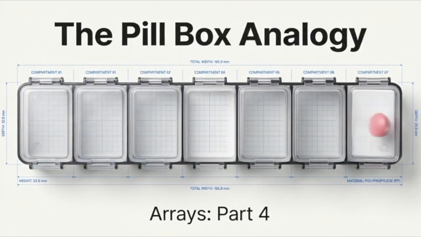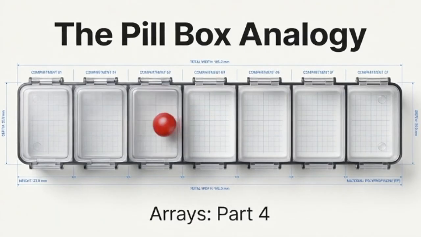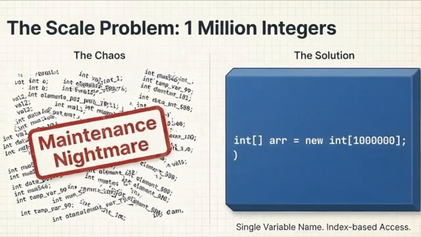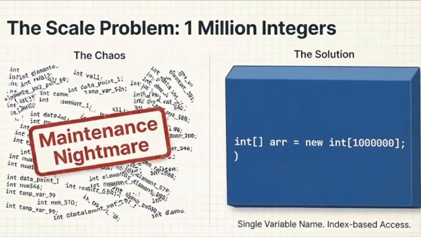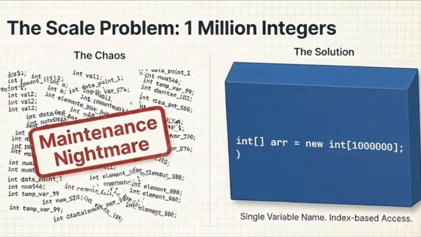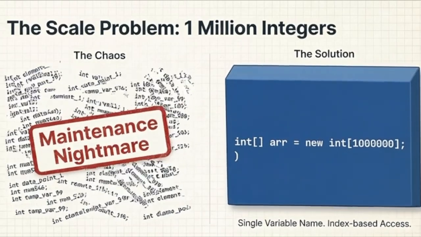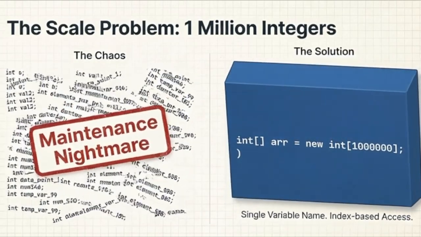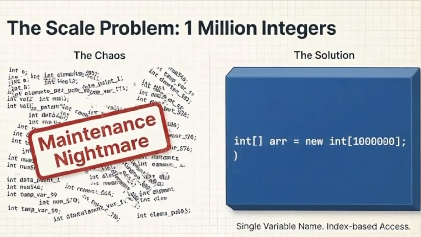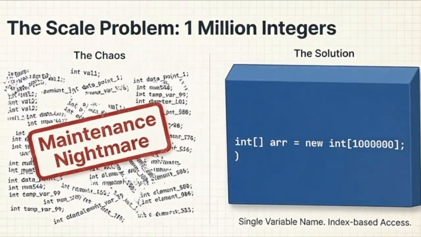That is contiguous memory. Why do we even need arrays? Imagine you have to store 1 million integers. Without an array, you would have to declare variables like int a, int b, int value1, int value2, and likewise. It would be an absolute nightmare. The code becomes unreadable and impossible to maintain.